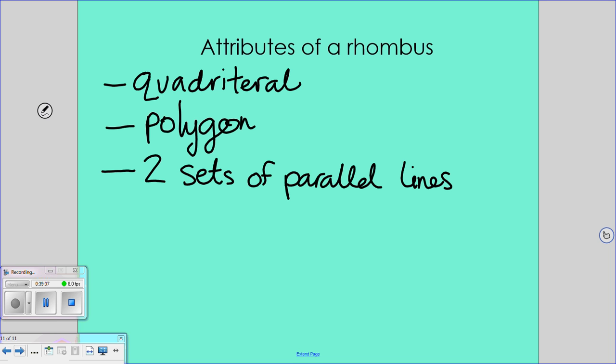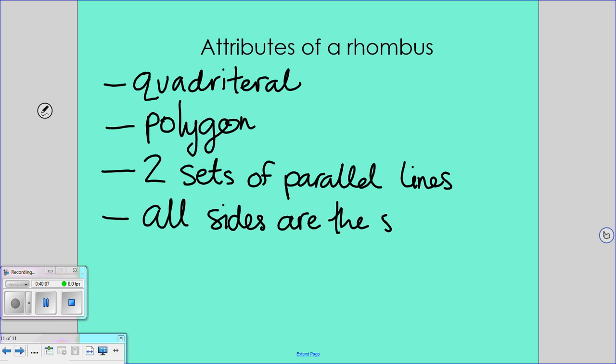What else does a rhombus have? Jada, do you know? It is a parallelogram. Technically, yes. It has 2 sets of parallel sides. It has the same length of sides. It does. All sides are the same length.